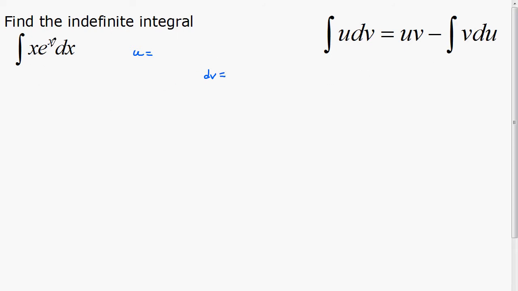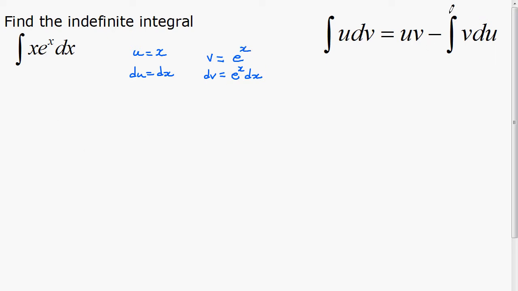So we're going to choose x for u because when we take the derivative, it becomes simpler. So choose a u so that the derivative is an easier function. In this case, the answer is 1, which is much easier than x. So we just write dx. We also need to choose dv. That's something that's easy to integrate. In this case, e to the x. Well, the integral of e to the x is e to the x.